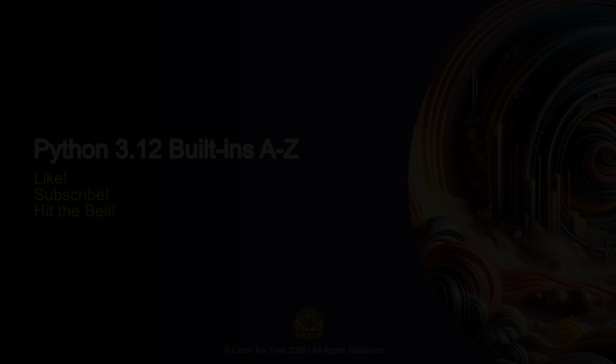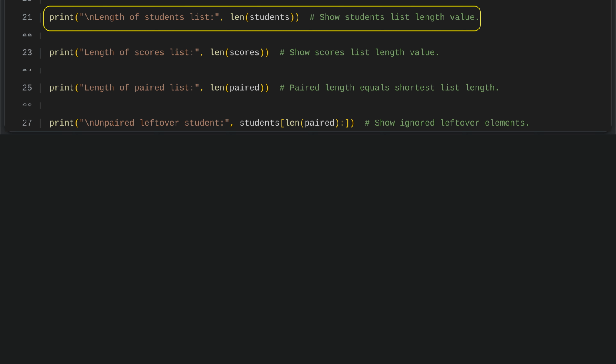We check the length of the students list to see how many student names it contains in total. This tells us the number of students we are working with. It is especially useful when we compare it with the lengths of other lists, such as scores, to make sure they match. If the lengths are different, it can reveal mistakes or missing data.